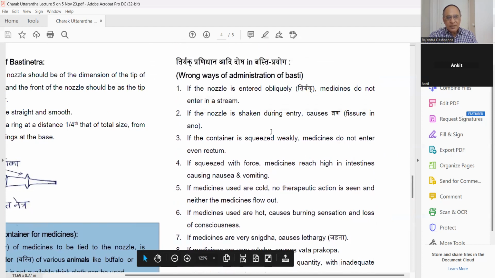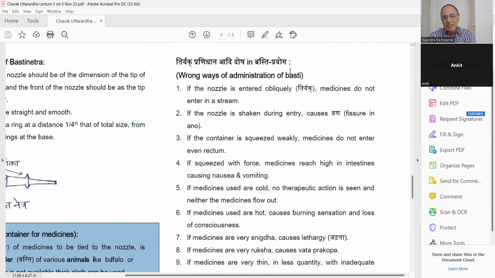Now, Tiryak Pranidhan Adi Dosha in Basti Prayoga. Wrong ways of administration of Basti. Faulty, not correct. The doctor is not trained. The student is not trained. Internee is not trained. Then he makes such mistake. So there may be problem with the instrument, problem with the person who is giving, problem in the method. So all types of the problems can make complications in giving the Basti.